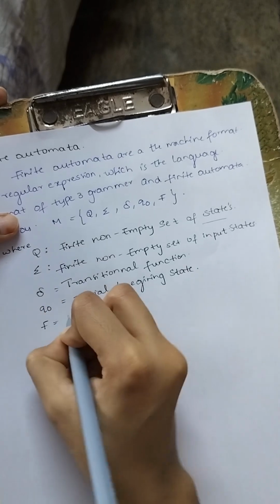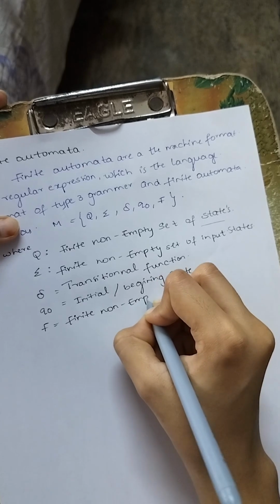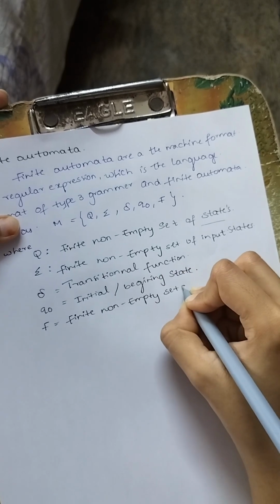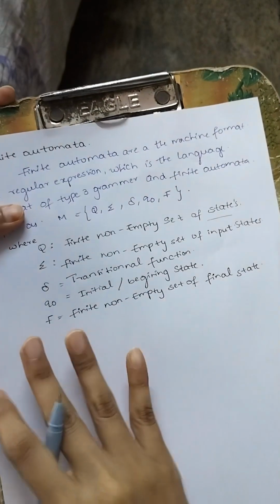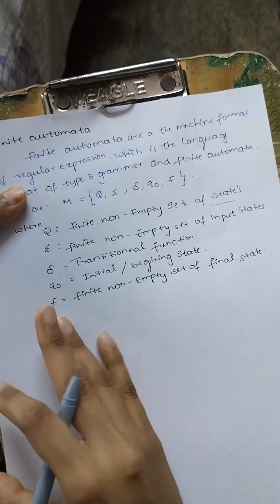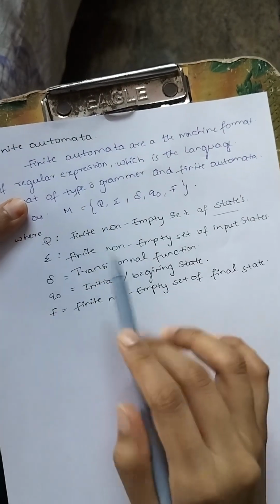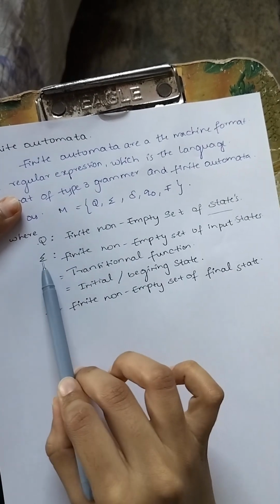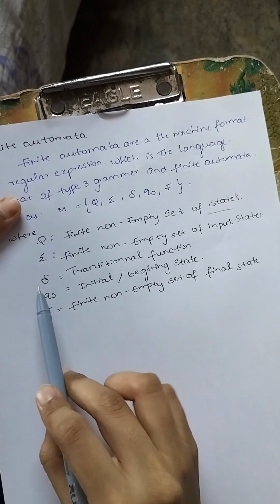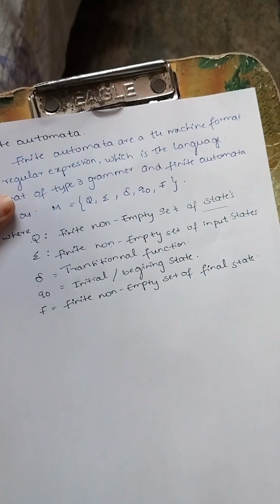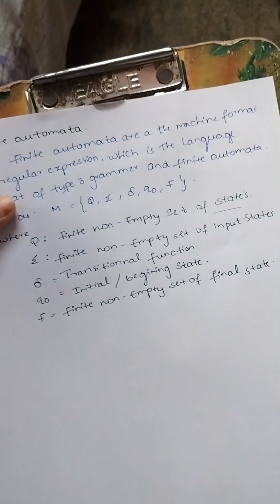And F is the finite non-empty set of final states. So here we have seen what Q, epsilon, delta, Q naught and F are. Here Q is the finite non-empty set of states and epsilon is the finite non-empty set of input symbols. Delta is the transitional function, Q naught is the initial or beginning state and F is the non-empty set of the final states.